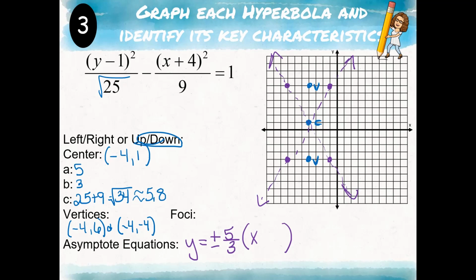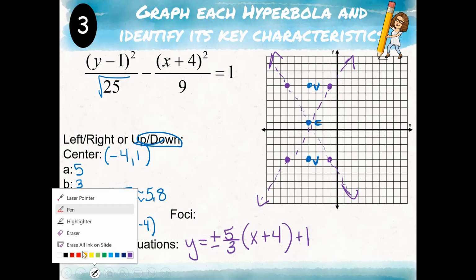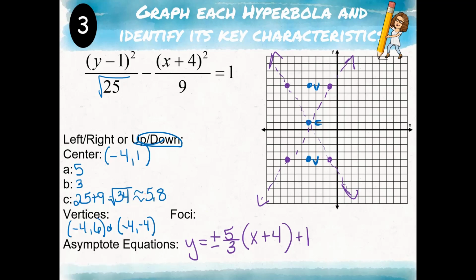This is the ordered pair. The center is the ordered pair I want to identify. So I went left 4, and I went up 1. I'm going to use translated form of these linear equations, so that way I don't have to write those gross, disgusting fractions that those y-intercepts would be. And finally, the foci, I'm going to go up and down 5.8. So roughly right there, and roughly right there.